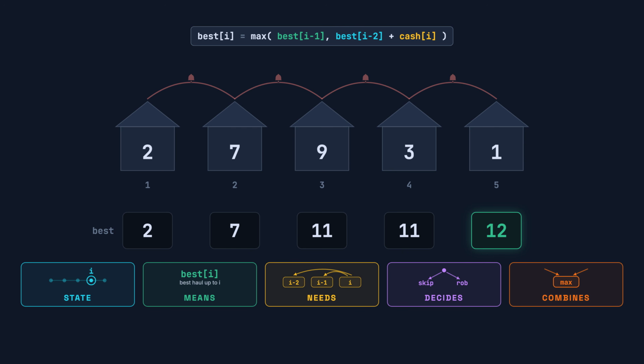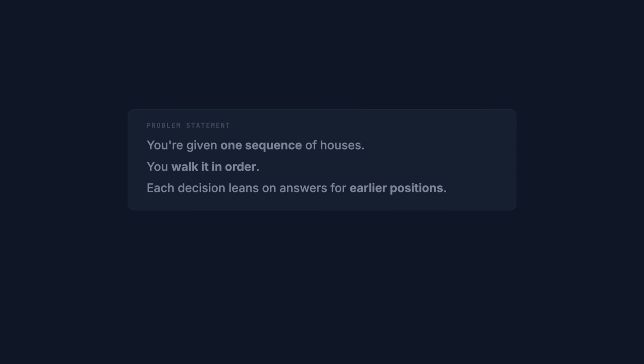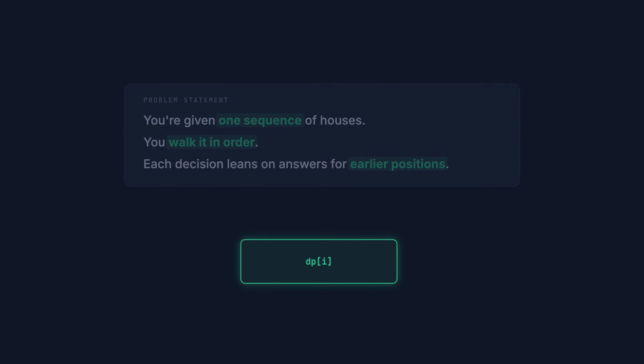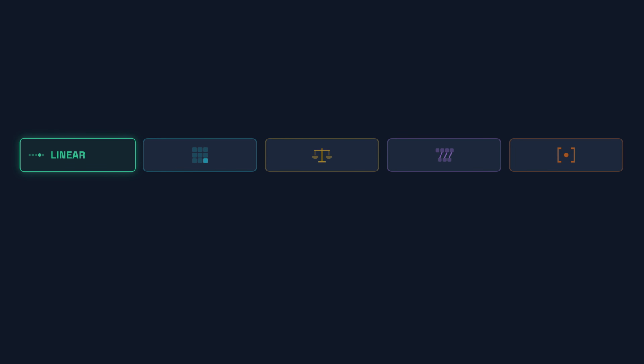The state never asked you about how you robbed those 4 houses. However you got there, the future only wanted the best total. Remember that, we'll use it on a harder problem in a few minutes. So what in the problem statement told us the state would be a single index? The problem hands you one sequence, you walk it in order, and each decision leans only on answers for earlier positions. That's the first of our 5 shapes, one line of positions, so the state is just one number. We have 4 patterns to go, and each one goes quicker now that you know the method.